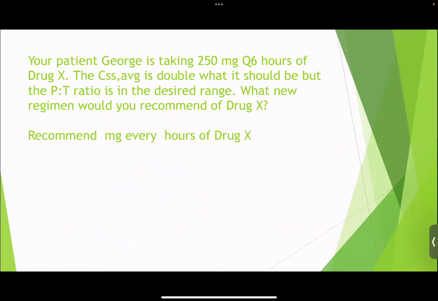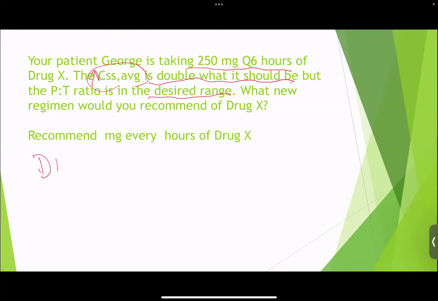If your patient George is taking 250 milligrams Q6 of drug X and the CSS average is double of what it should be, so the CSS average is too high, and the peak to trough ratio is in the desired range, what will the new regimen be for your patient George of drug X?